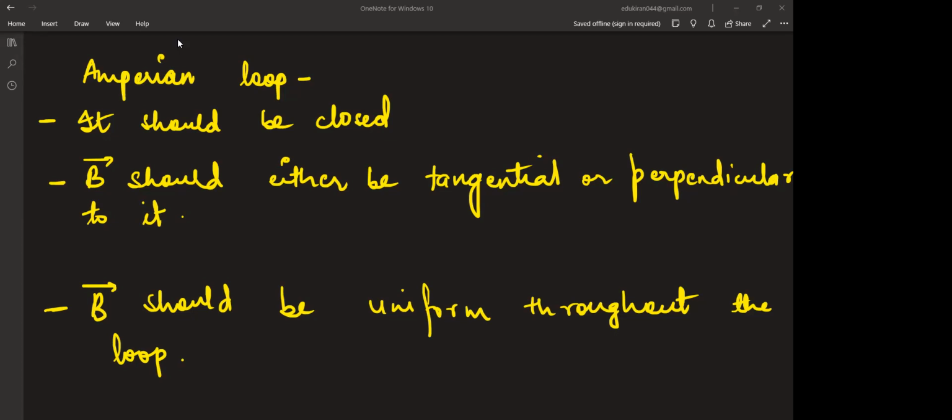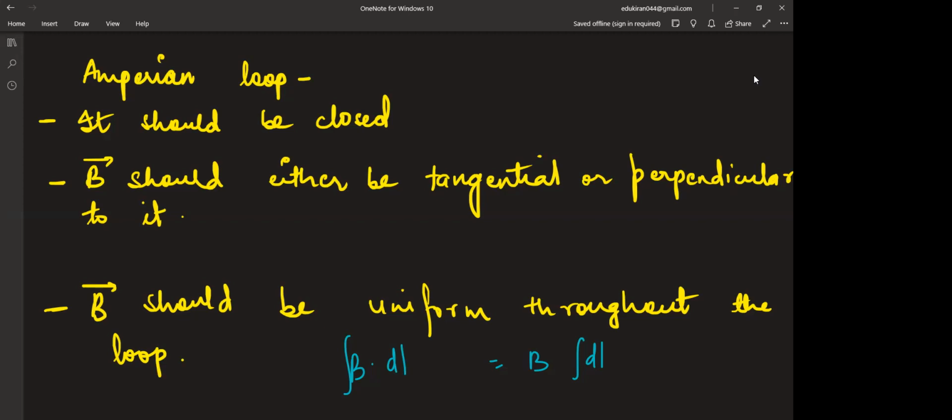Then, magnetic field should either be tangential or perpendicular to it. Then magnetic field should be uniform throughout the loop. The reason is that when you are integrating B dot dl, if the magnetic field is constant, it will come out of the integral sign and the integral of dl will be left. If B is also non-uniform, and dl is already non-uniform, the integration will become very complex. That's why the magnetic field should be uniform throughout. You should keep this in mind while performing all the questions.